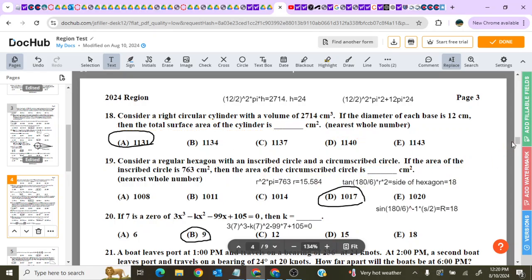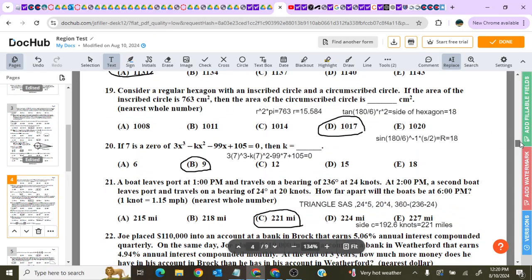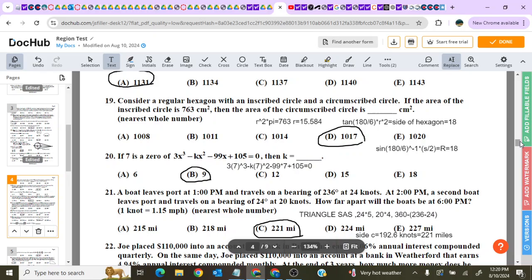Consider a regular hexagon with an inscribed circle and circumscribed circle. The area of the inscribed circle is 763 square centimeters. And what is the area of the circumscribed circle? Well, when a circle is inscribed in a regular polygon, it kind of looks like this in a way. Here, the circle kind of looks like that on a given side.